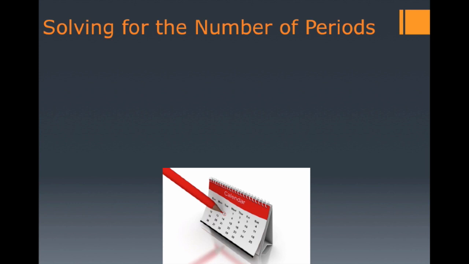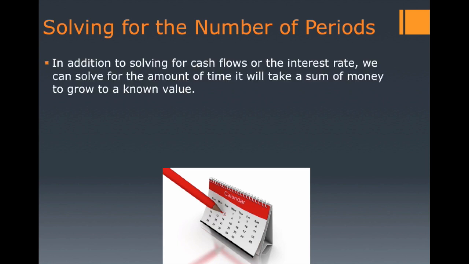So we have solved so far for the interest rate and for the payments. Now let's solve for the number of periods. You know, we can solve for the amount of time it will take for a sum of money to grow to a certain value. We know the interest rate, we know the present value and the future value, and we want to see how long will it take for this investment to grow. So that's what we're doing.